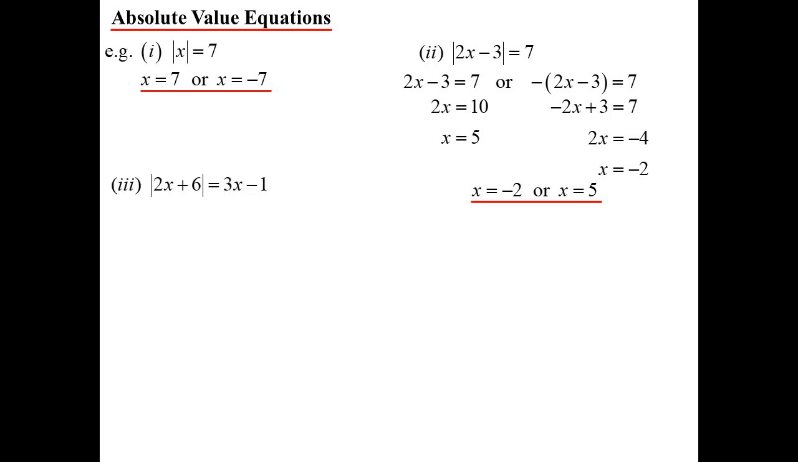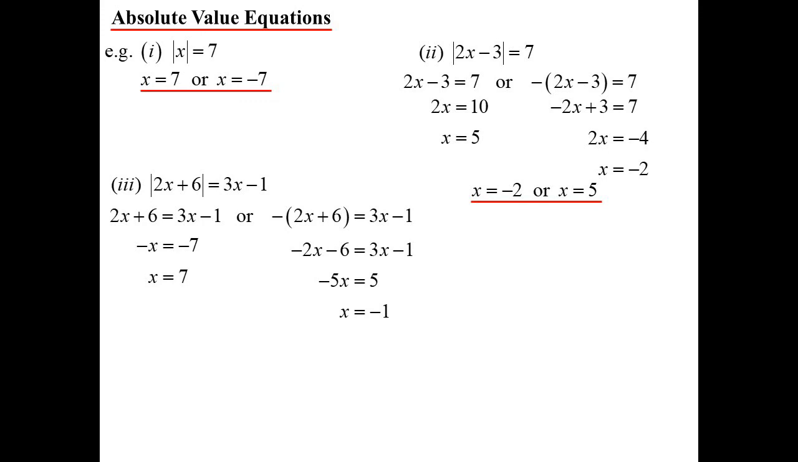Well, what about this one? Another reason why it's good to think of it with the definition. So now I say, well, either 2x plus 6 is 3x minus 1, or the negative of 2x plus 6 is 3x minus 1. I solve the first one, x equals 7. I solve the second one, x equals negative 1. That is where a lot of people stop and, of course, get the question wrong.